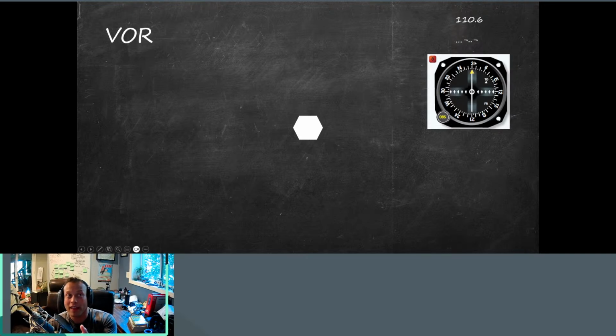Whatever that needle ends up pointing to, in this case 030, that's the course that we've selected. Remember, the radial would be the reciprocal. That's 210. That's 180 degrees away from the course we've selected. Radials always point away from the station, or from. But this is telling us if we were to fly on a heading of 030 from our current position, we would go directly to the station.